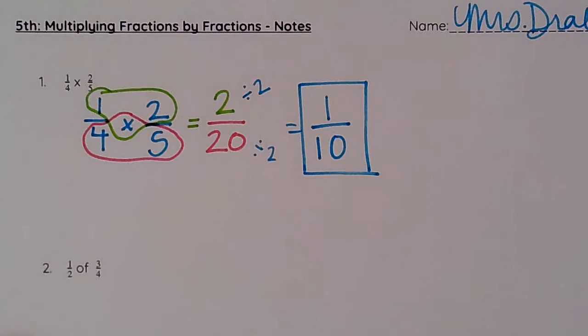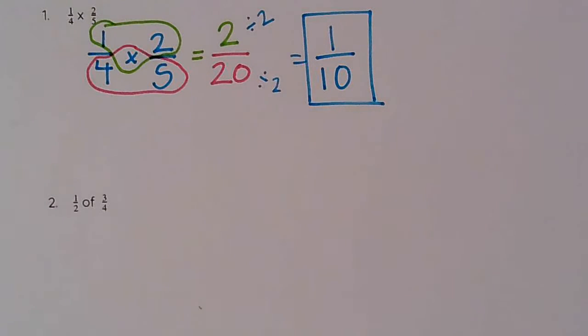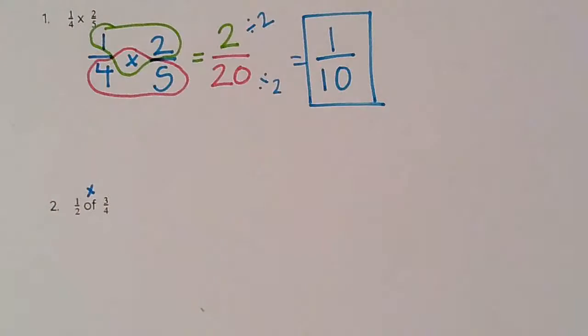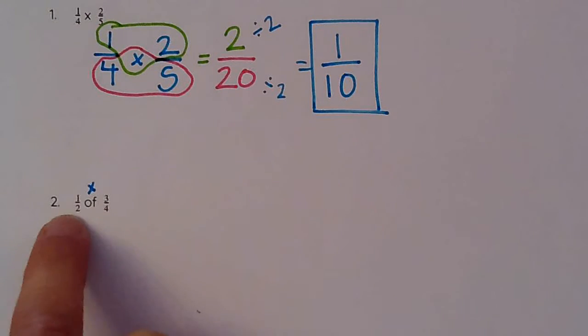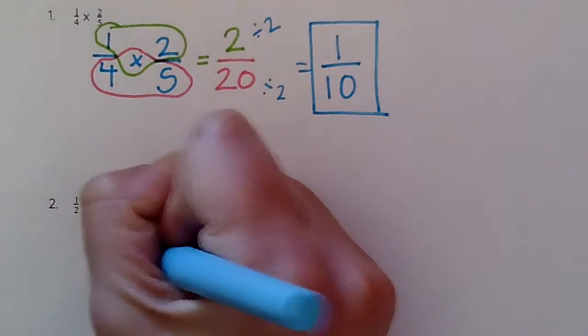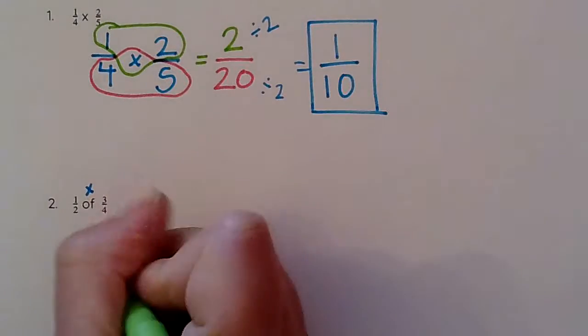Let's try another one here. It says 1/2 of 3/4. So again, that "of" means to multiply. And we think about multiplication as 1/2 of 3/4. So if you think of 3/4 of a pizza, what is half of that? So let's go ahead and rewrite that. 1/2 times 3/4. Again, I go ahead and multiply across.